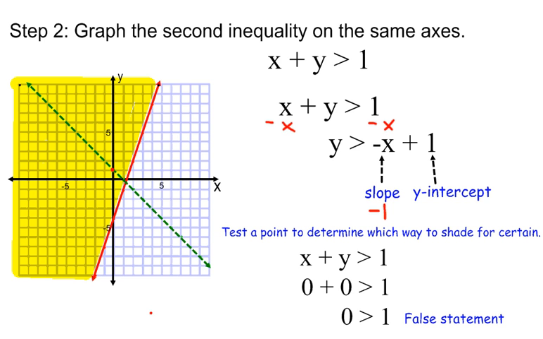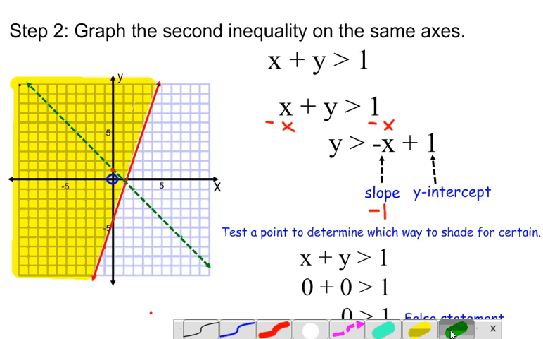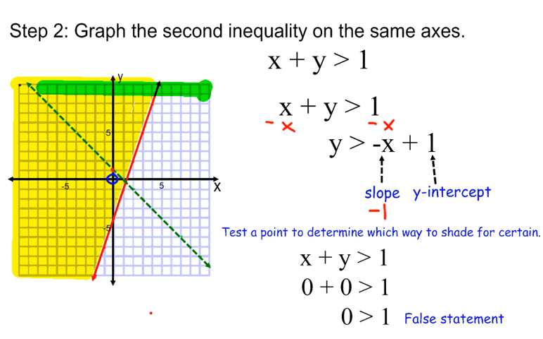So now we have our line, but now we have to figure out what side of that line we are going to shade. And same thing, we're going to test a point that is easy to see. Now 0, 0 is right here. It's beneath that line. And when we try that, we end up with 0 plus 0 being greater than 1. Now that is actually a false statement. 0 is not greater than 1. So this time when we go to shade, we will need to shade on the opposite side of the line because 0, 0 did not make a true statement.